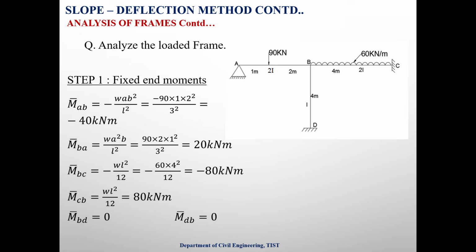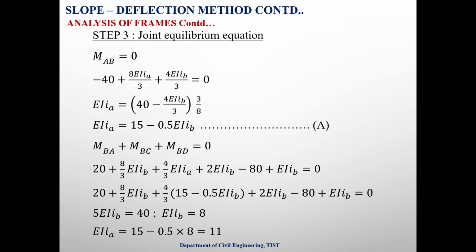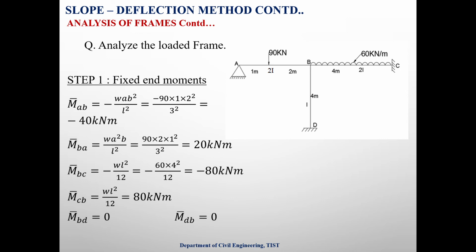Then you can write the slope deflection equations. Substitute all the fixed end moments here. Then the delta value is equal to 0, θC is equal to 0 and θD is equal to 0. Then we will get equations 1, 2, 3, 4, 5, 6. After getting these equations, you have two unknowns. What are the two unknowns? θA and θB. In order to find these two unknowns, we should find two equations.